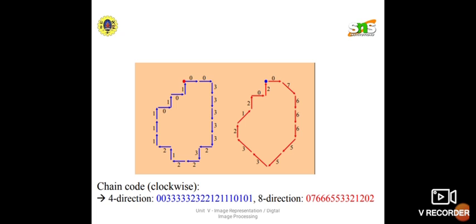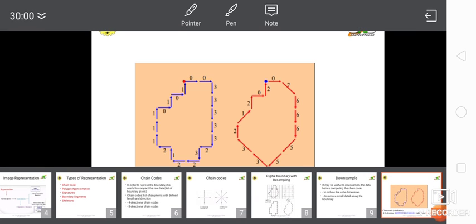Okay, and afterwards the 8 directional is used. In the 8 directional, starting from 0, which is that blue dot, we start 0, then 7 6 6 6 5 5 5 3 3 etc. So this is the chain code represented. So while we are representing, we write down in terms of clockwise direction.